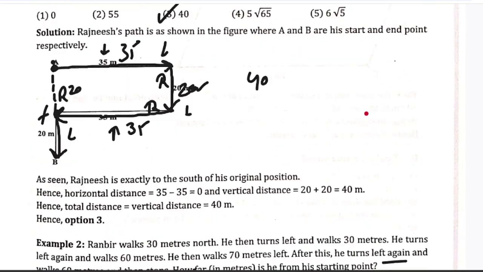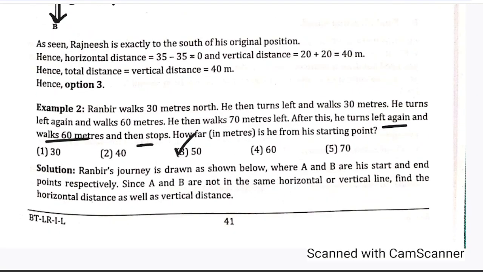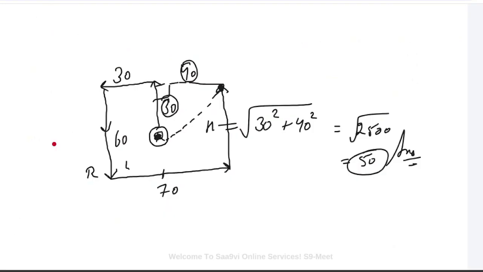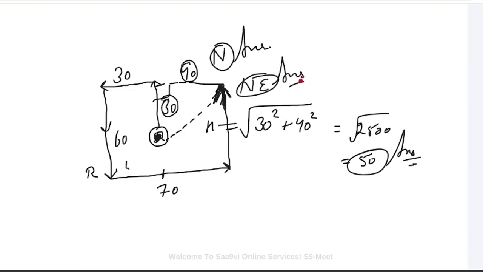Now let's suppose in this question, this was our question. If they must have asked at the end point, where is the face of the person? At the end, the face was towards which direction? So my answer should be north. If they ask, I am in which direction with respect to my starting point, then the answer is northeast. So you have to understand what kind of question they are asking.